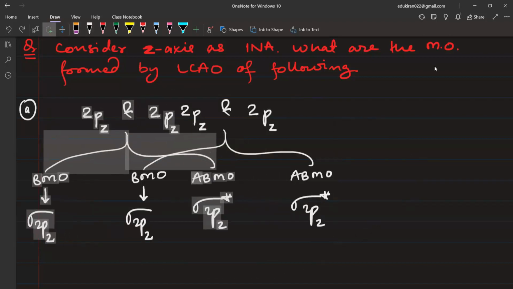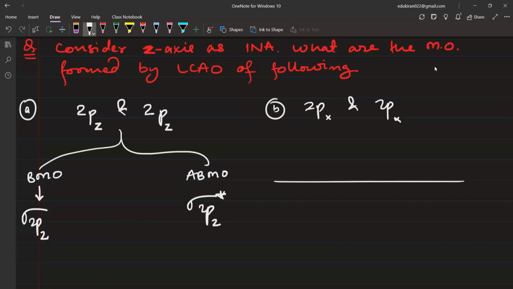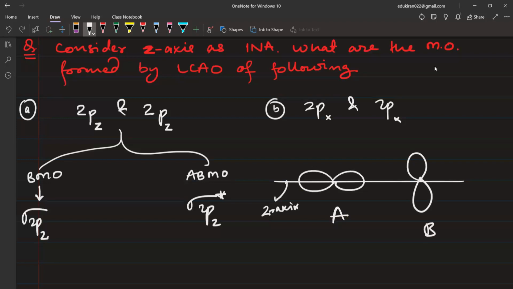उसी तरह से मान लीजिए आपके पास अगर होता 2PX एंड 2PX. ठीक है, तो ध्यान दीजिए जरा. ये Z एक्सिस है. ठीक है, अब बताइए ये PX होगा या फिर ये PX होगा? A और B कौन सा PX होगा? कौन सा होगा PX? A या B?